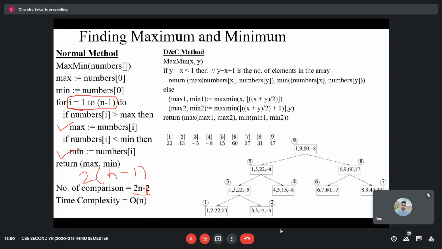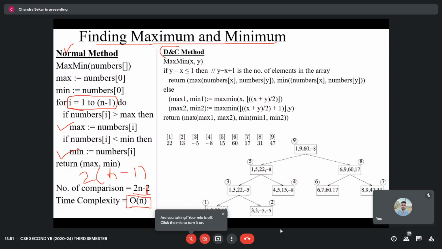So when coming to the time complexity, ignoring the lower order terms and constants and considering only the higher order term, the time complexity will be equal to order of n. So this is the general way of solving a problem, something like finding the max and min in the given array.